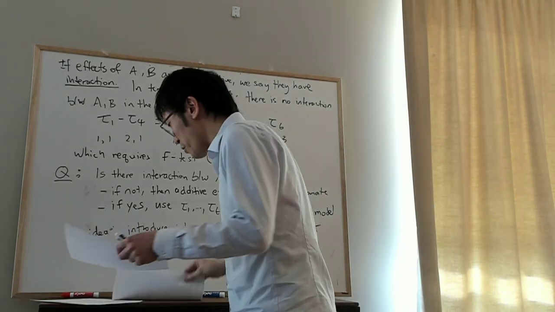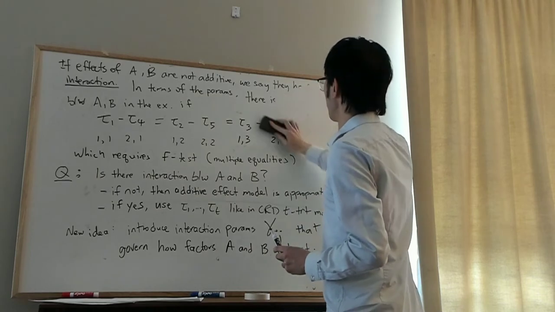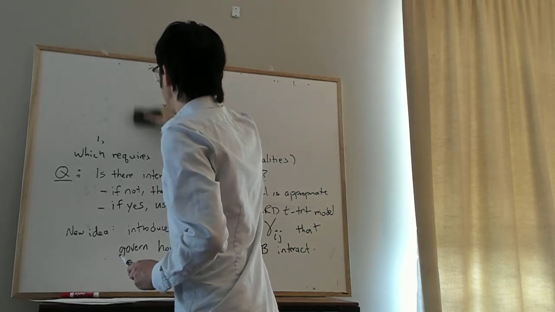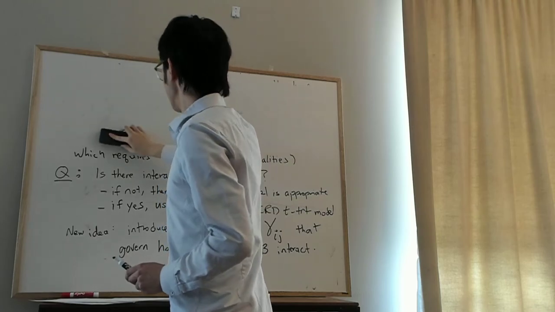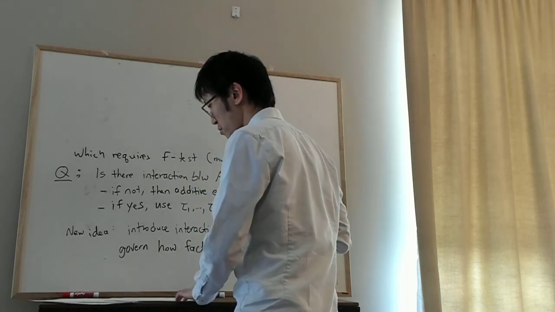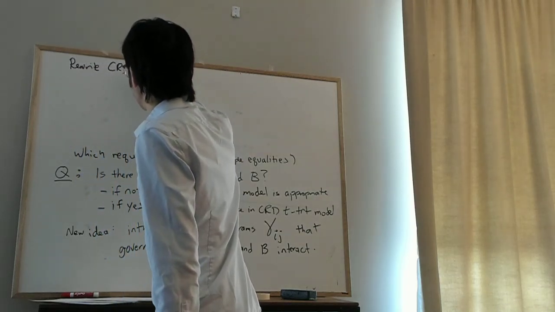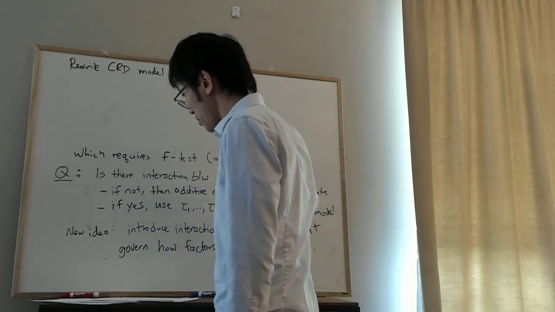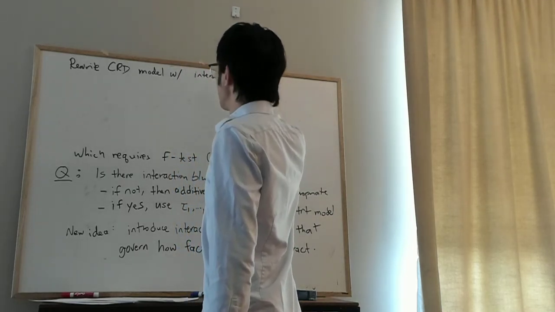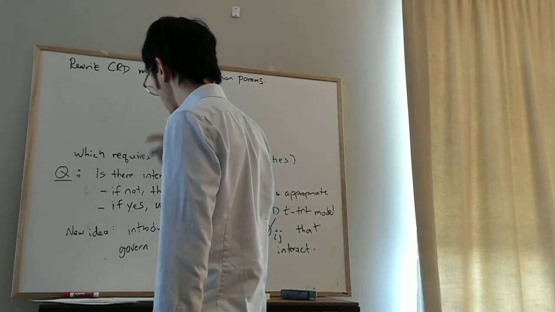Okay, so I'm going to give you that model, and then we will wrap it up. Let me make some space so I can write down the model. So really, this is just rewriting the CRD model, but with explicit parameters that govern interaction. We write that with interaction parameters. I've introduced enough notation to be able to do that, so let's go ahead and do that now.